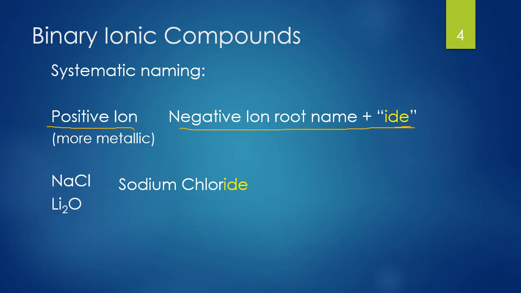Next, we have Li2O. Now notice there are 2 lithiums, but does this matter? Well, it matters in the sense that yes, there are 2 of them, but it doesn't matter for naming purposes. We're not going to be using prefixes, no di, tri, nothing like that. So instead, we just look at the symbol, in this case Li, realize it's lithium, write that name down. The second element present, oxygen, will have an IDE ending and become oxide.